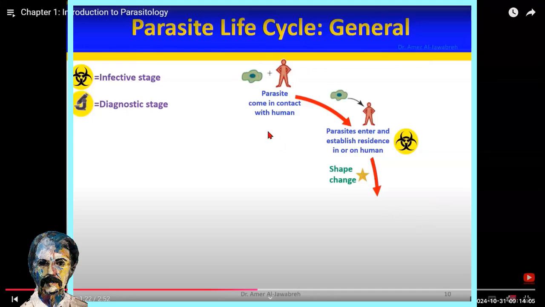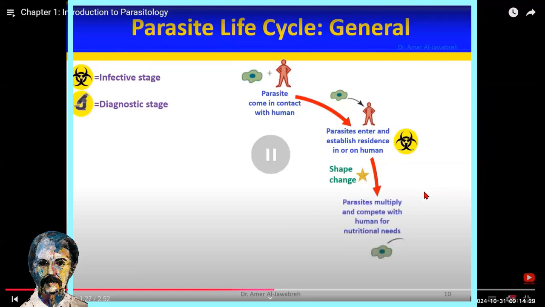Why? Because this hard bowl outside resists the environment. But when it feels that it's inside you and everything is soft and protected, with no harsh environment, then it takes off its coat and starts eating. So most of the parasites change shape. That's normal. So when it changes form, it starts eating and starts multiplying into millions.